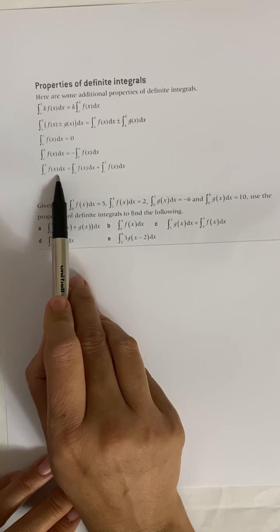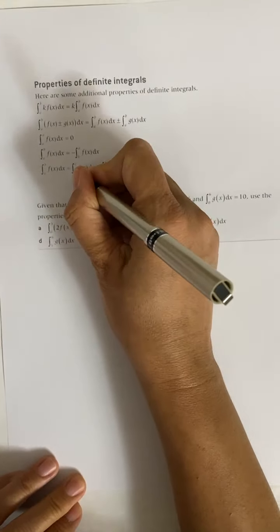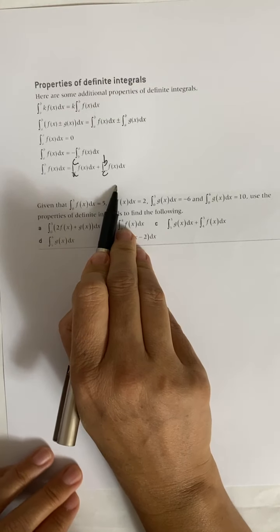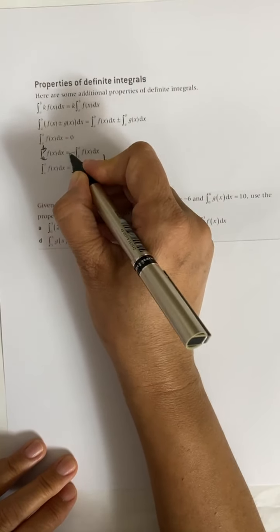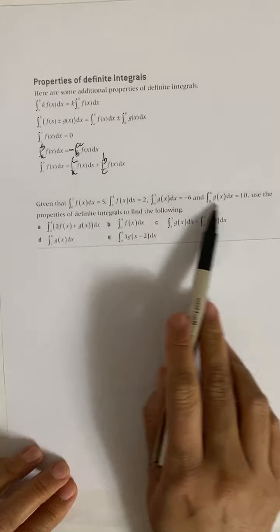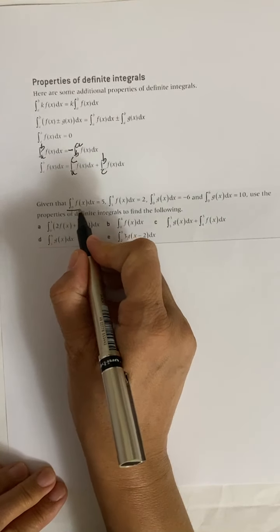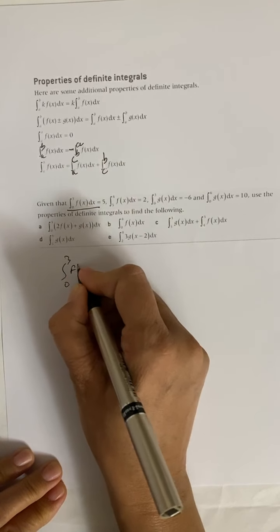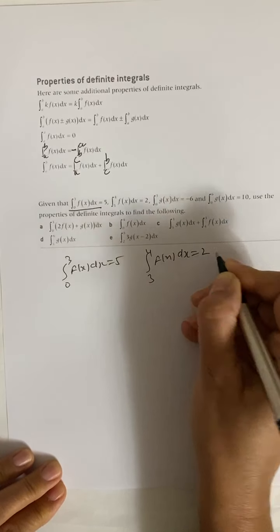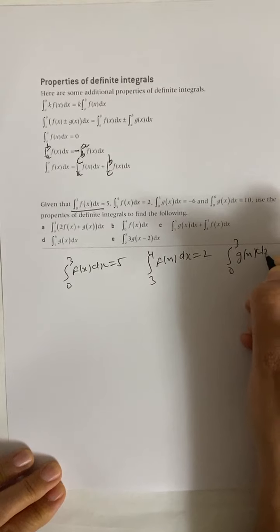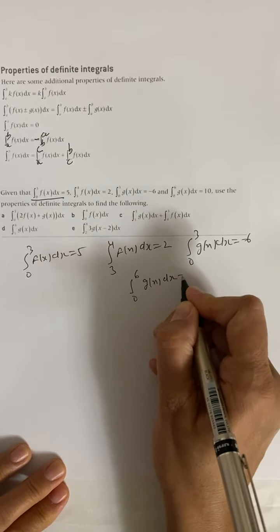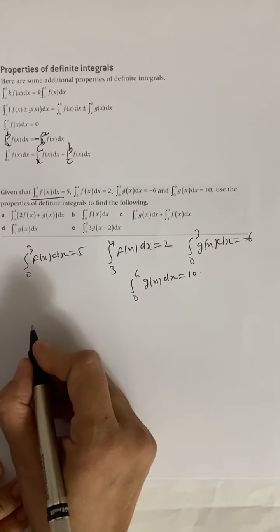Then the integral from a to b of f of x dx can also be equal to the integral from a to c plus the integral from c to b of f of x dx, where c is in between. Now we need to use these properties to evaluate the following. The integral from 0 to 3 of f of x dx is 5. The integral from 3 to 4 of f of x dx is 2. The integral from 0 to 3 of g of x dx is negative 6, and the integral from 0 to 6 of g of x dx is 10. Now we have to use these definite integrals to find the following.